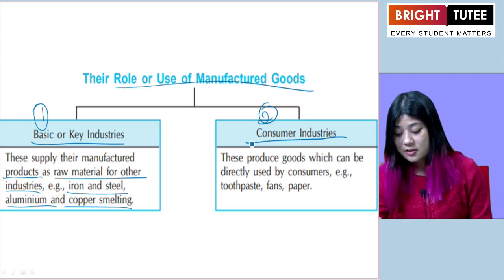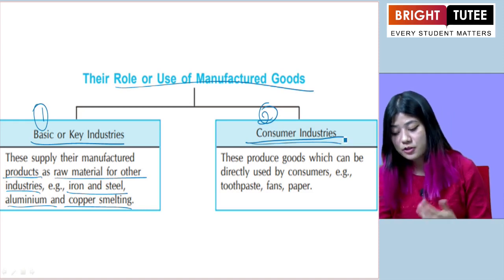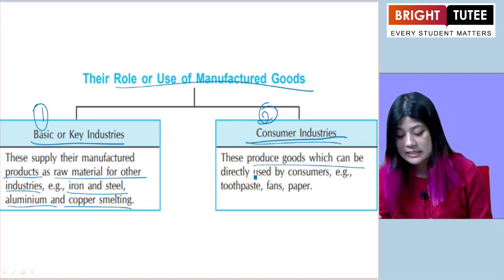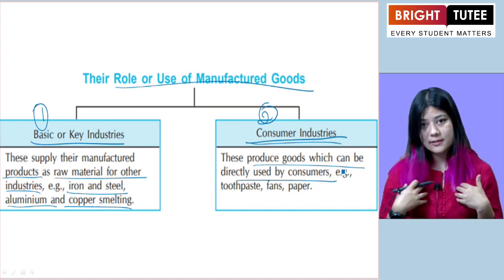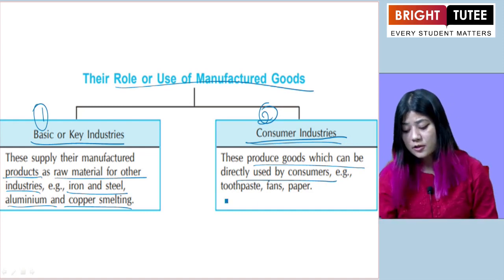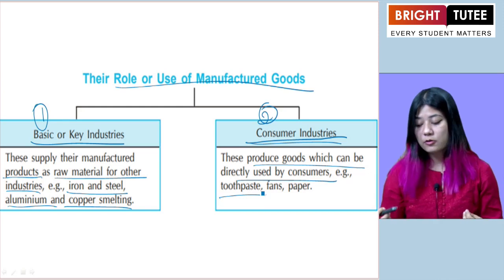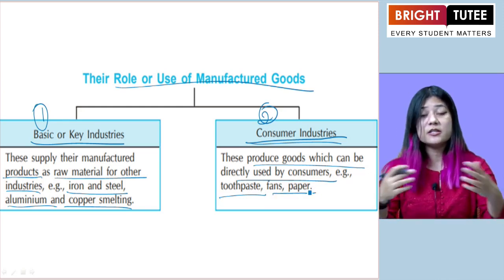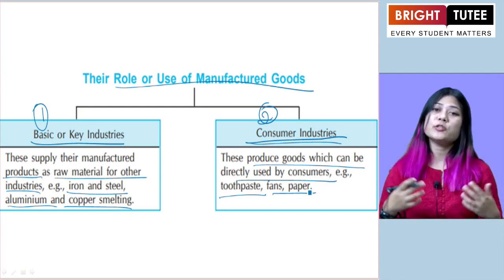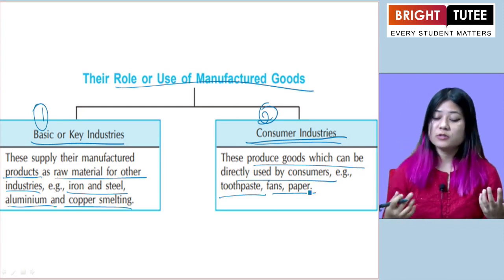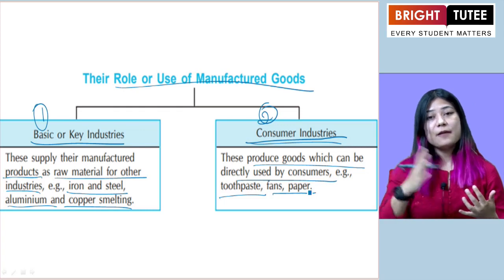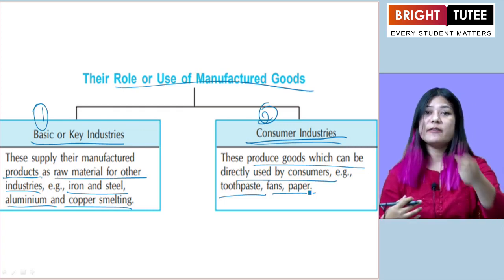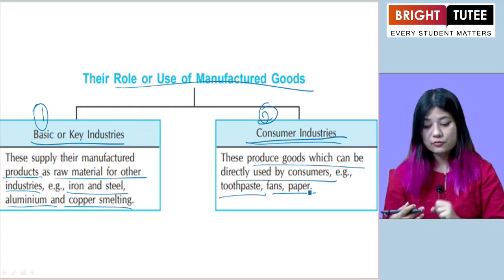The second type is consumer industries. These produce goods which can be directly used by consumers like us. So toothpaste, cotton clothes, fans, paper, etc. These are consumer industries, the industries which produce clothes, which produce toothpaste, that after the production, the consumers can directly use.